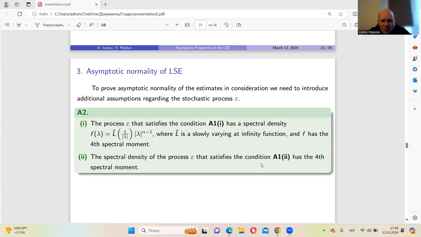May I ask one more question? So condition A1i was alpha between 0 and 1. Is it correct? Yes. But if alpha is between 0 and 1, this is a strong dependence. This is asymptotics at 0, not at infinity, but at 0. Absolutely. This is such a spectral density. This is the case of a strong dependence. The spectral density at 0 isn't integrable, it is equal to infinity at 0. Thanks. The spectral density of the process has a fourth spectral moment.